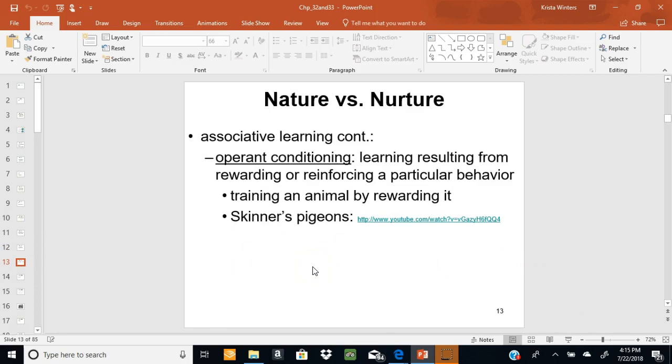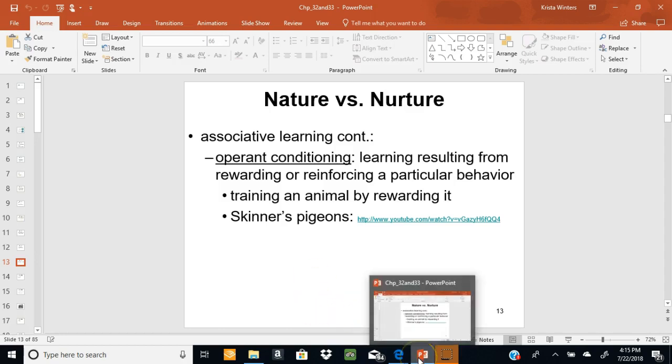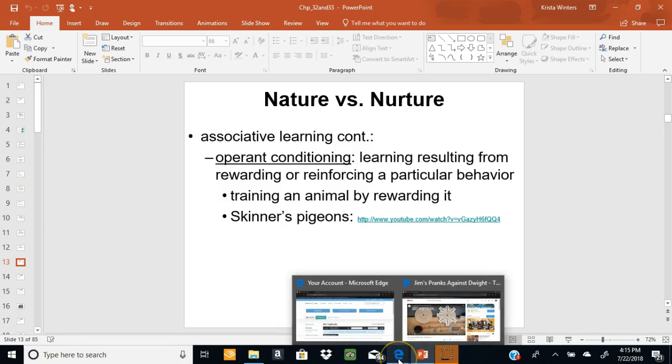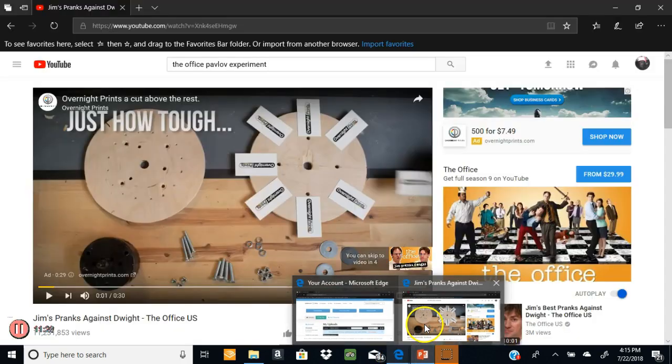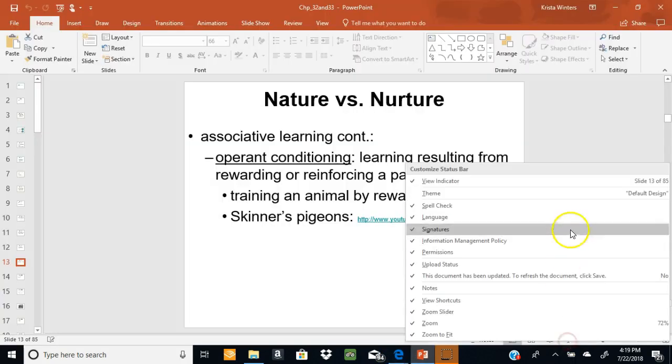And so then you also have operant learning. Operant conditioning is learning resulting from a reward or reinforcing a behavior. So, training an animal and rewarding it for something that's being done that's correct. Like when a dog sits, they get a treat, or if the dog learns to go potty outside, they get a treat. Operant conditioning.